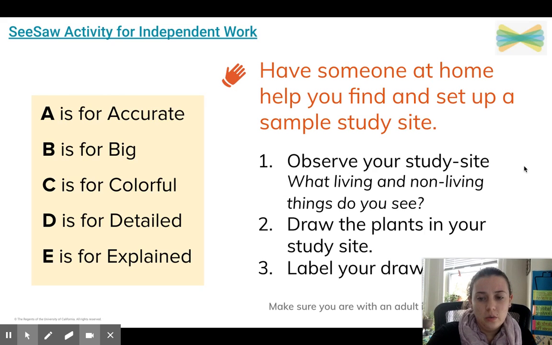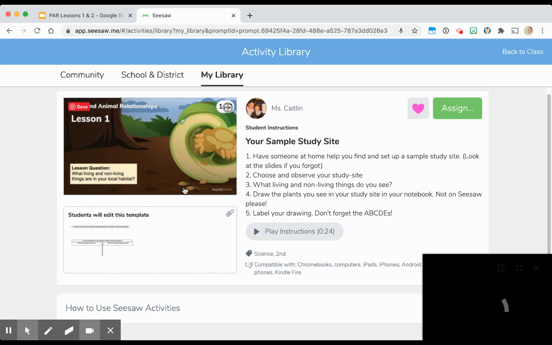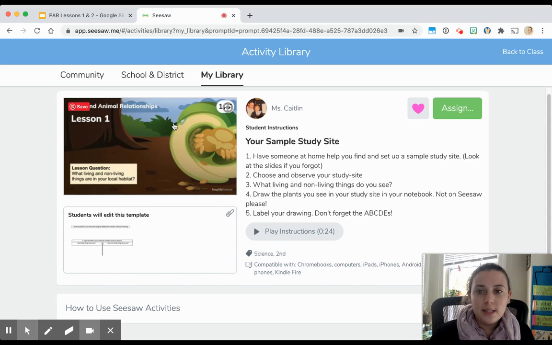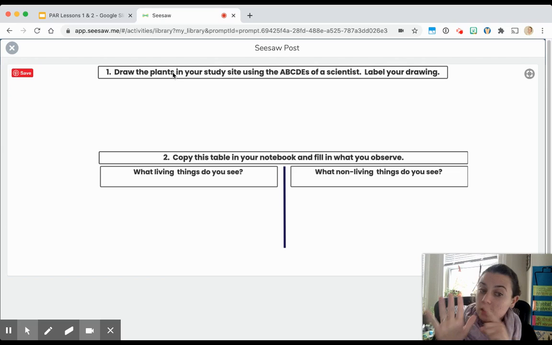I'm going to show you what it looks like on Seesaw that you're going to be doing. You're going to have this assignment here. It's called your sample study site. And you're going to look at this template. Your first task is to draw the plants, and if you're lucky to have animals, draw the animals as well that you see in your study site using those A, B, C, D, E's of a scientist that we just went over. Make sure that you label your drawing.